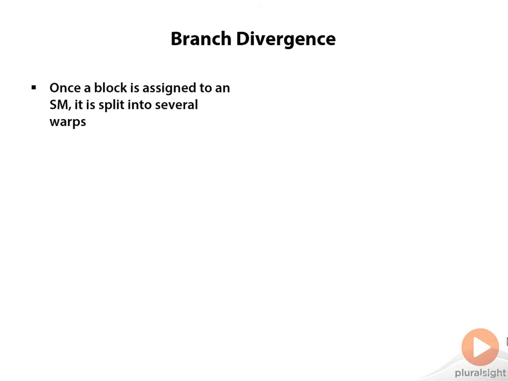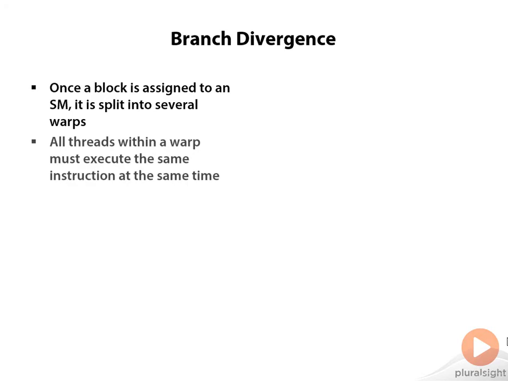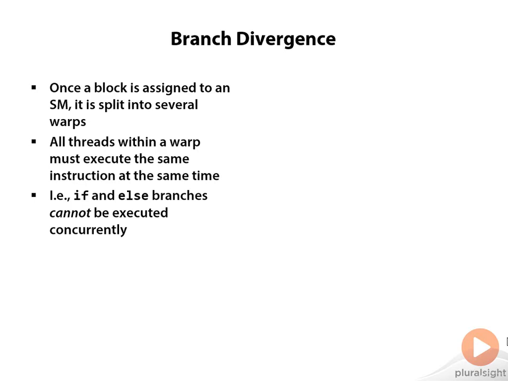This requires us to delve once again into the processes in which CUDA schedules threads on the multiprocessors. So once a thread block is assigned to a multiprocessor, it is further split into several so-called warps, which are just another way of grouping threads. Now, the specific thing about these warps is that all threads within a warp must execute the same instruction at the same time. And this is extremely problematic for us because, for example, we might have if and else branches of an if statement. And this mechanism basically tells us that the if and else branches cannot be executed concurrently.